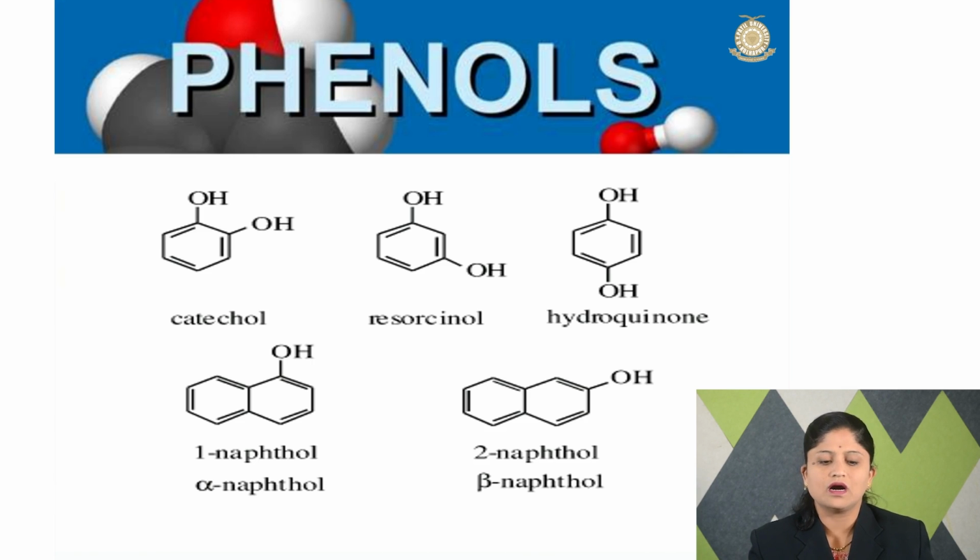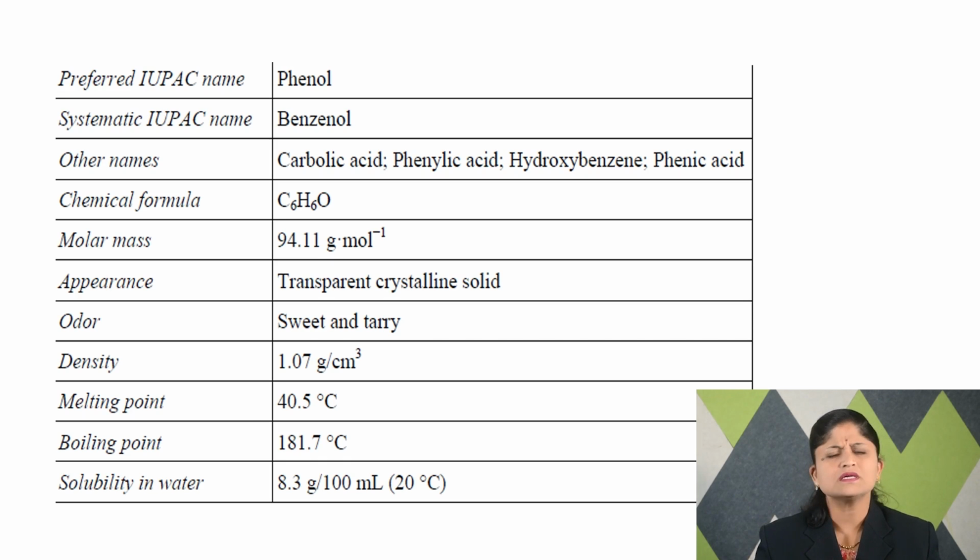If two benzene rings are fused together in a linear pattern, and the hydroxyl group is substituted at one of the benzene rings, then we get a derivative of phenol which is a fused ring of two benzene rings, and the name of that compound is 1-naphthol, or alpha-naphthol. And if it is at the beta position, then we name that compound beta-naphthol.